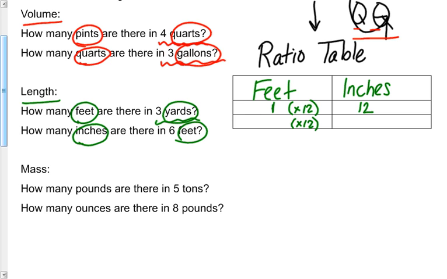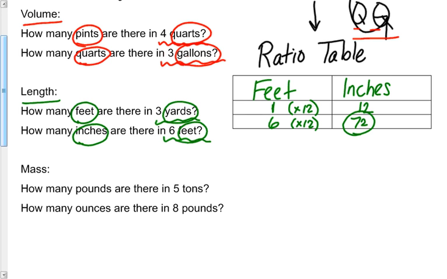I'm going to reread now to find out what my key number is. How many inches are there in 6 feet? I'm going to put 6. Now 6 times 12. I may have to take a little bit longer for this one, but 6 times 12 is 72 inches, and I have my answer.